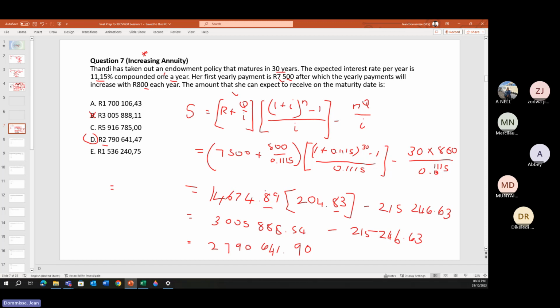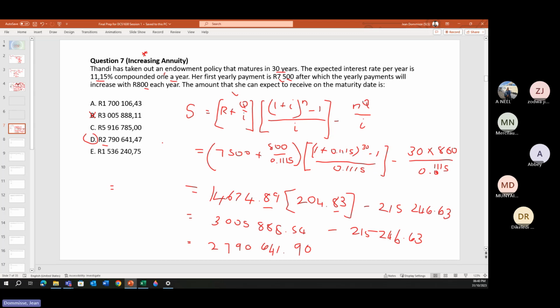don't look at the answers until you have completed your whole sum, because it might be that you forgot about something, and you mark it off and go to the next question. So just be careful with that, especially in the exam when you are pressed for time and things like that. Okay, that's increasing annuity.